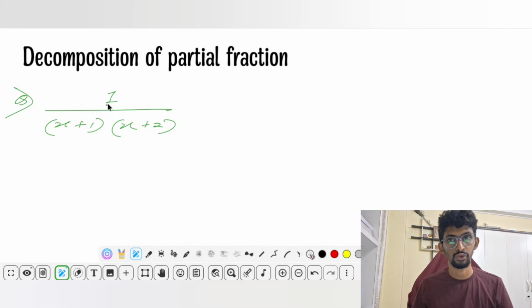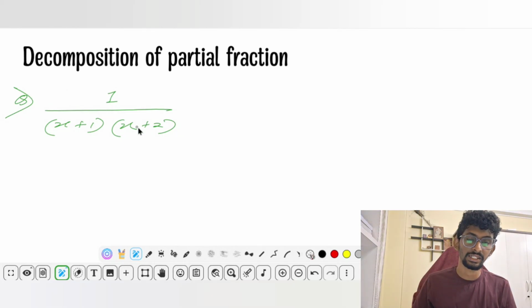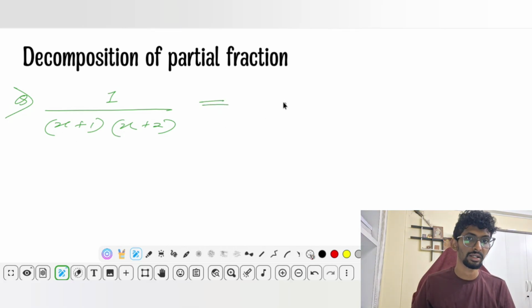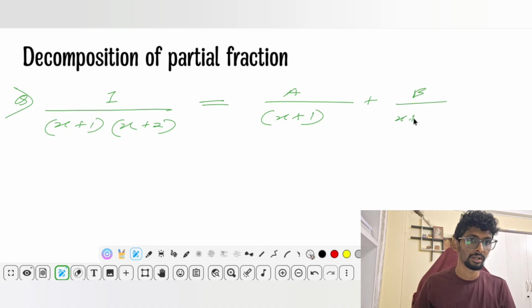So this is first question. It's a very basic type of fraction. 1 by x plus 1 times x plus 2. So since both are linear, we can write it as a upon x plus 1 plus b upon x plus 2. Now we will find value of a and b, then again we'll substitute here.